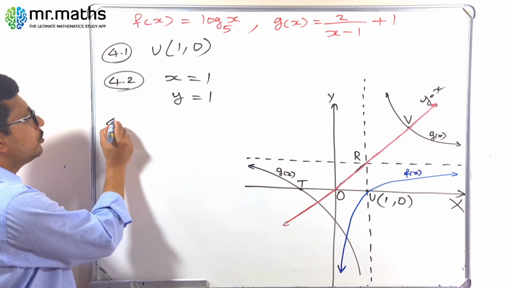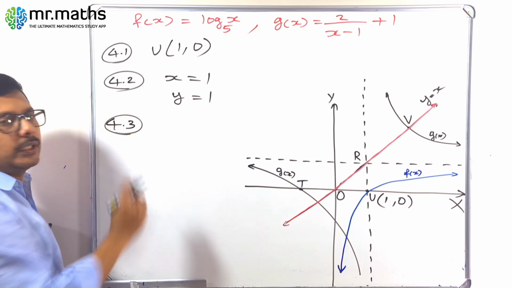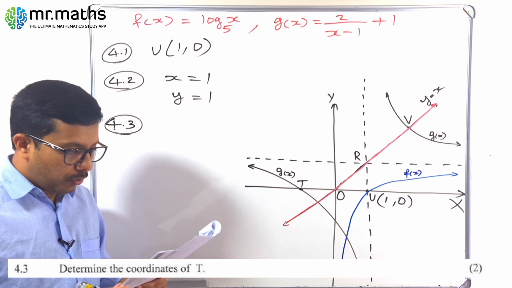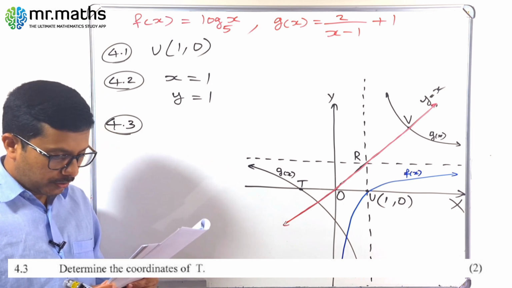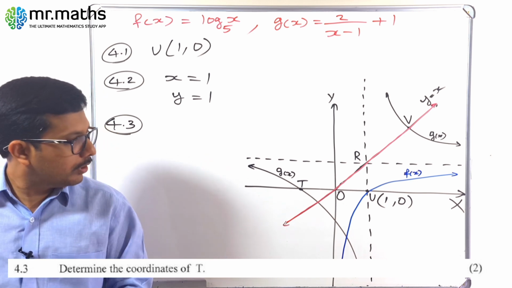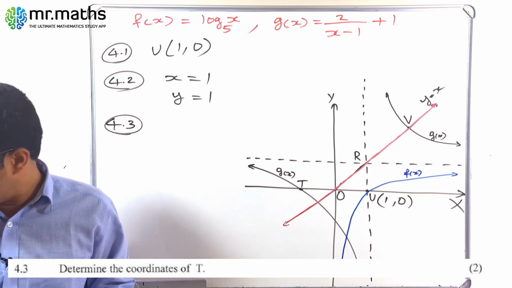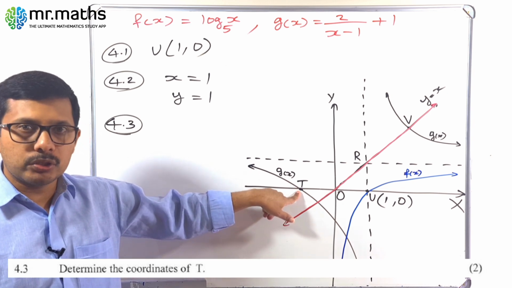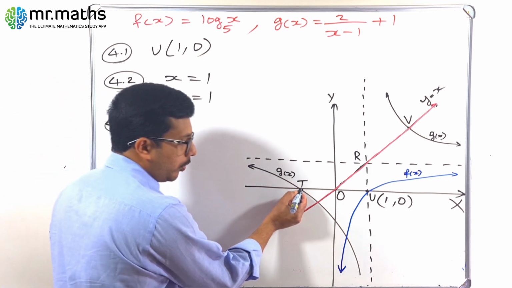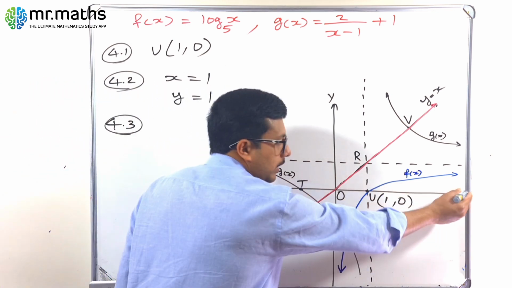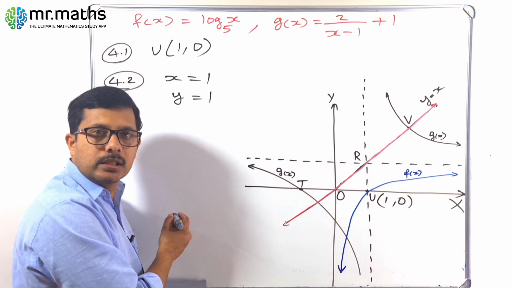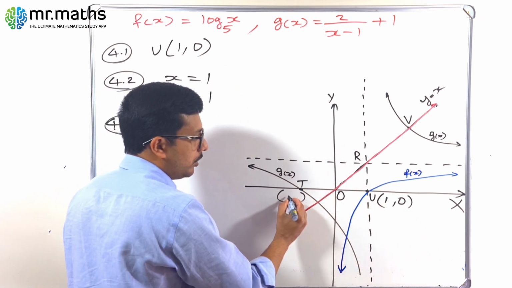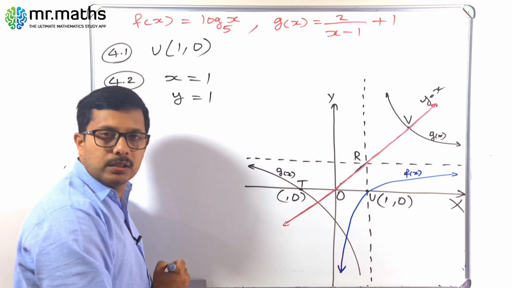Now let's move to question number 4.3. What is question number 4.3? Determine the coordinates of t. Okay, you have to find the coordinates of t. Where is this t? This point is t. This point is on the x-axis. That means that is the x-intercept. So like what we said, the x-intercept, what is the y value? Y value, of course, it is 0.